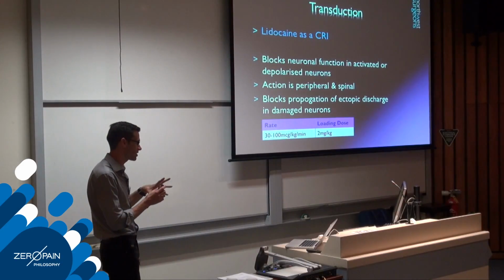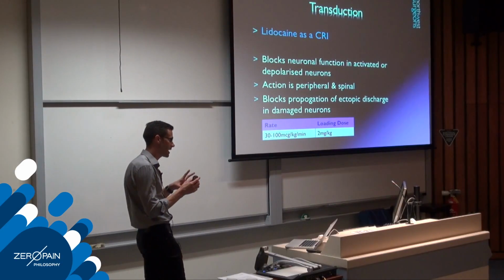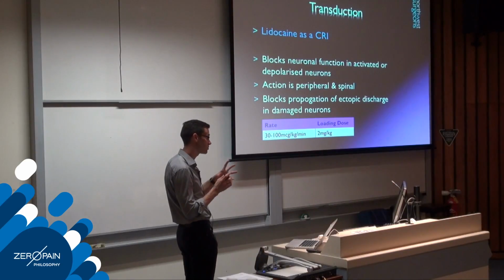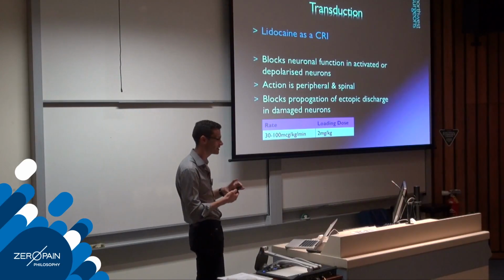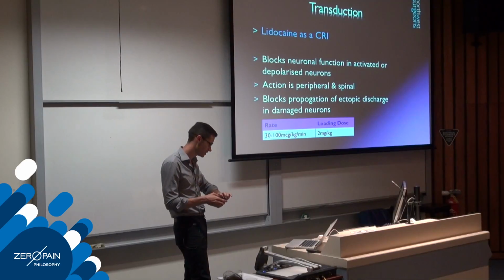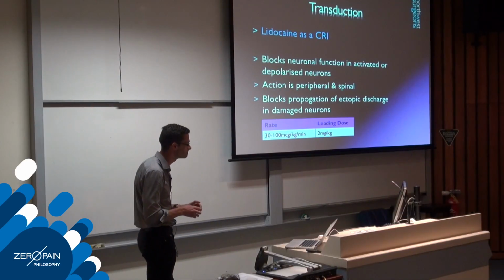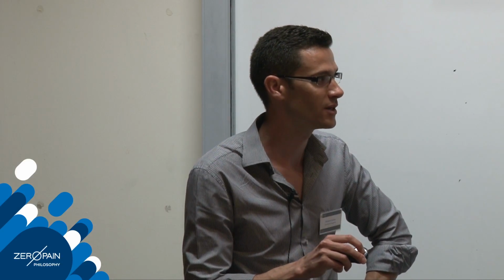Staying with transduction, I said local anaesthetics can affect our transduction as well as our transmission. And the main example of this is lidocaine as a continuous or constant rate infusion. And we know lidocaine is really good at blocking neuronal function in neurons. Its action is peripheral as well as spinal when we use it as a CRI. The rates that are recommended in dogs are a loading dose of 2 mg per kg and then a CRI of 30 to 100 micrograms per kilo per minute.